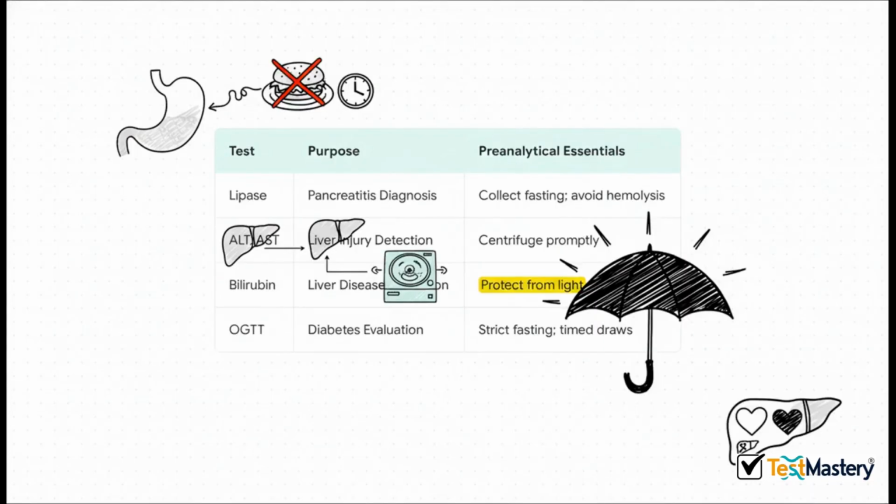Let's look at a few examples. For a lipase test, if a patient just had a big, fatty meal, their results could be falsely high, so fasting is a must. For liver enzymes like ALT and AST, we've got to spin that sample down fast. But check out bilirubin. This one's a big deal. It's incredibly sensitive to light. If you leave that sample sitting out on the counter, UV light will literally destroy the bilirubin, giving the doctor a falsely low result. Totally useless.